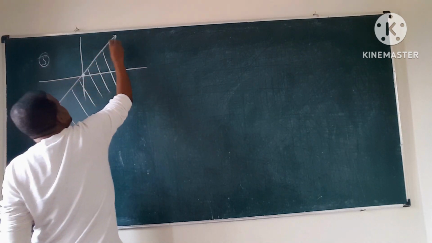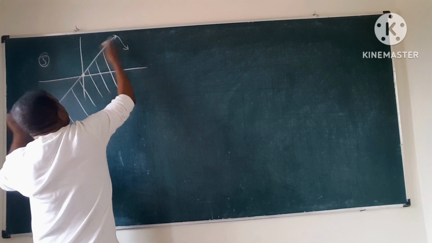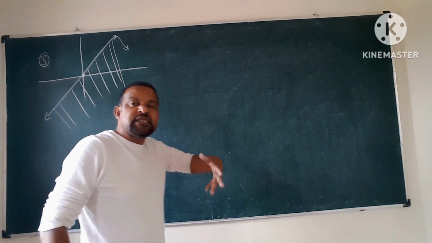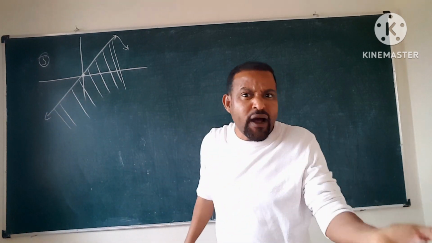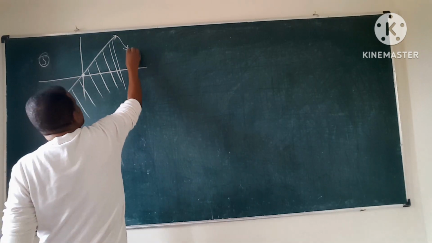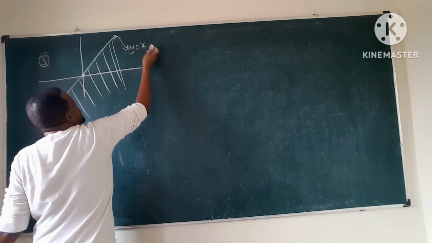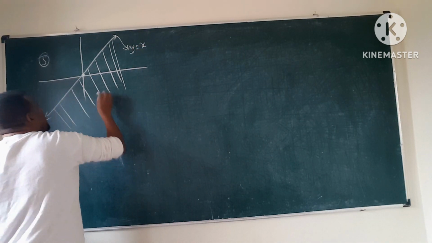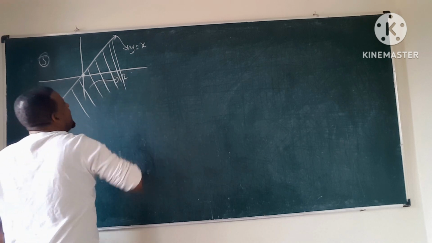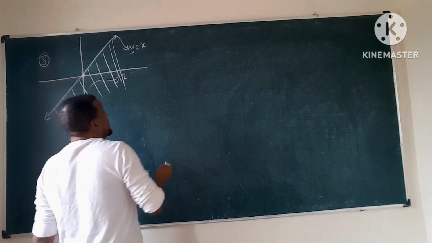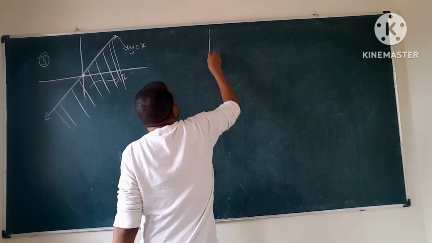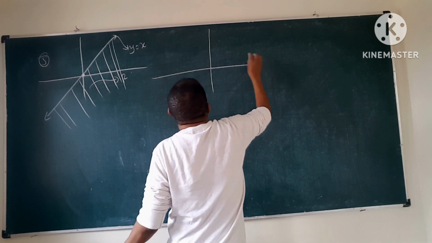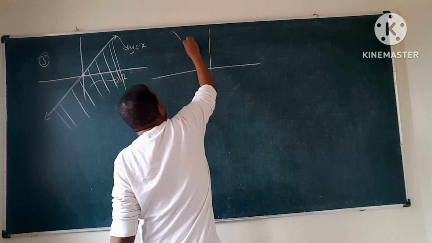Most of the time it should be given. Okay, because the lines that pass through here are y is equal to ax, where a is greater than 0. So y is equal to x, or 2x, or 3x should be given. Okay, so this is the relation.